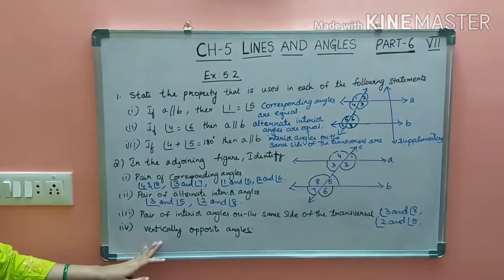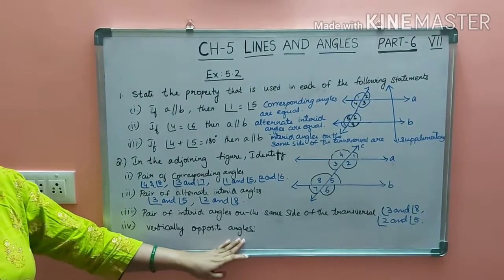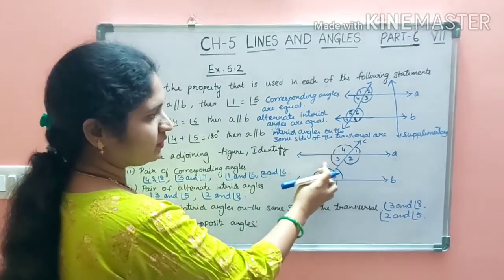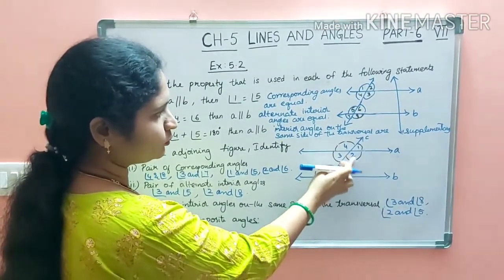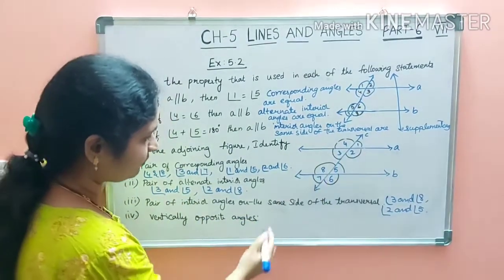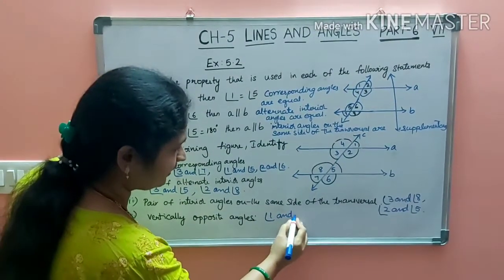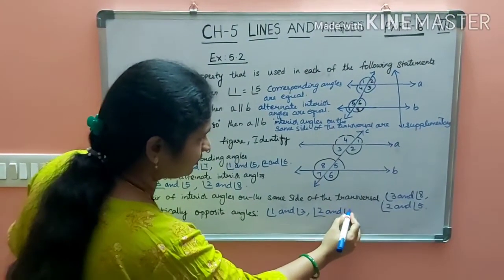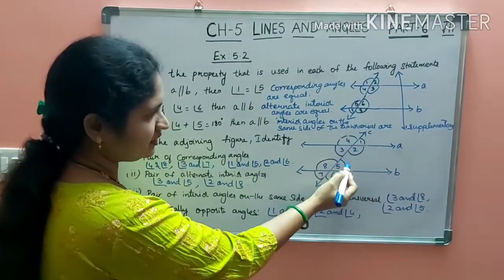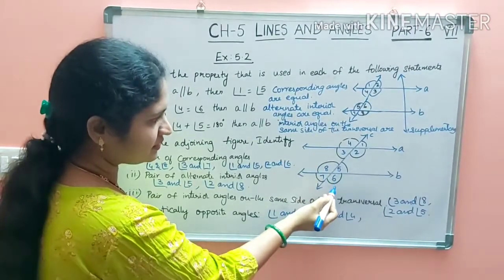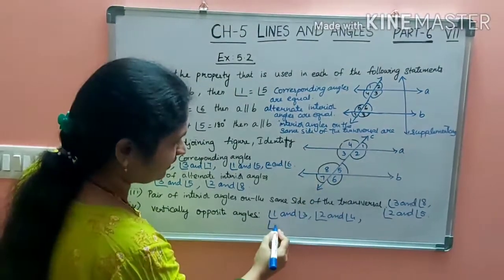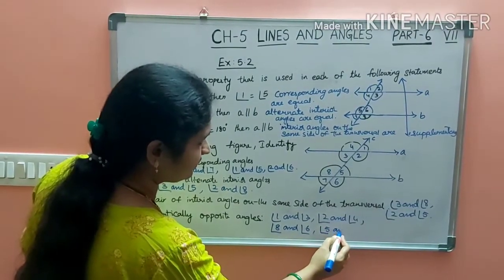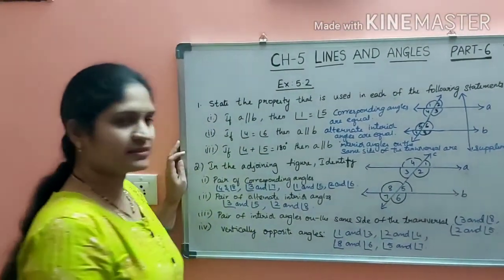Last bit in this second question, children, vertically opposite angles. Children, if two lines intersect, we have two pairs of vertically opposite angles here. So here 2 and 4, 1 and 3. Angle 1 and angle 3, comma, angle 2 and angle 4, comma. Again, C and B are also intersecting. So 8 and 6, 5 and 7. Angle 8 and angle 6, comma, angle 5 and angle 7. Is this clear to everyone, children?